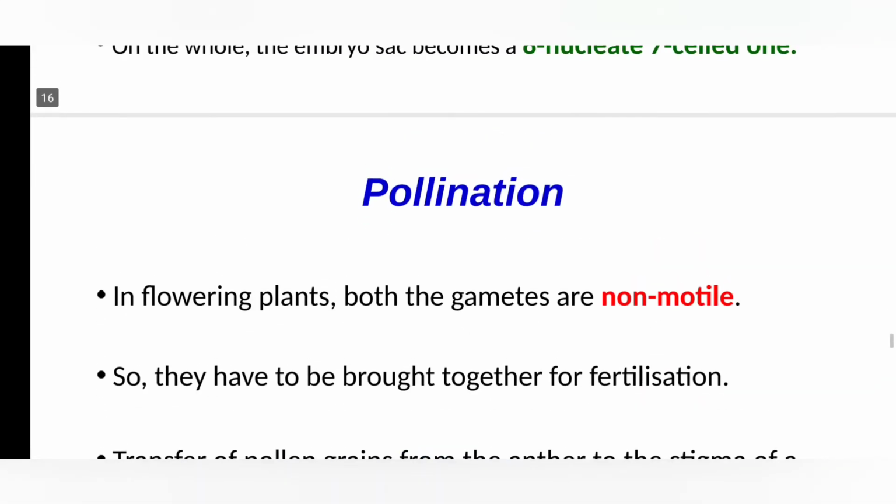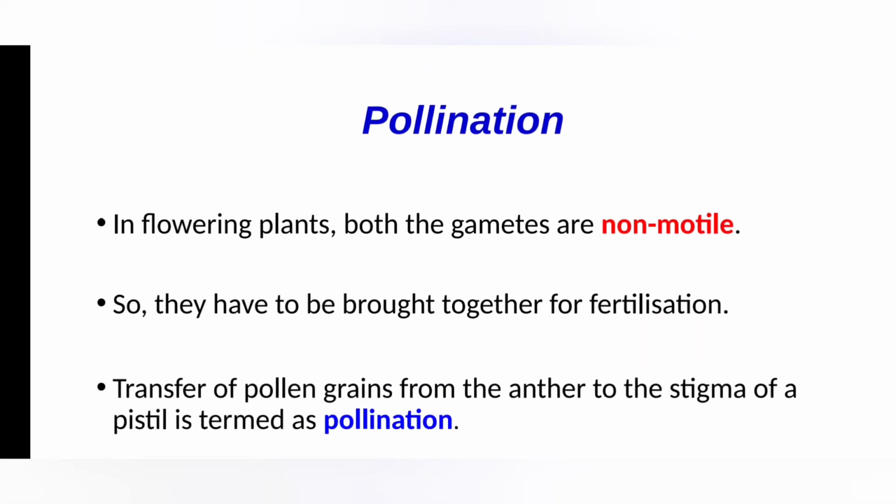Now the next topic is pollination. In flowering plants, both the gametes are non-motile. What is meant by motile? The capacity to move, mobility. So in flowering plants, both the male and female gametes are non-motile. They can't move on their own. So they have to be brought together for fertilization. By some means, both the gametes should be brought together so that fertilization can take place.